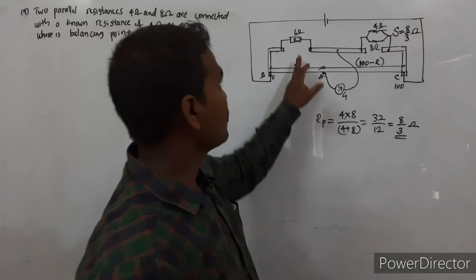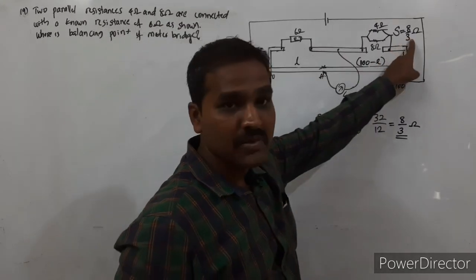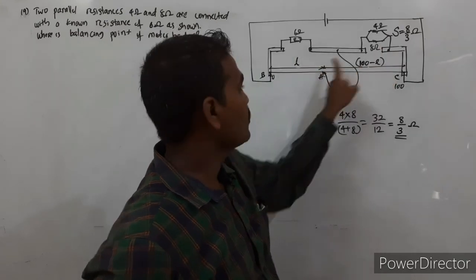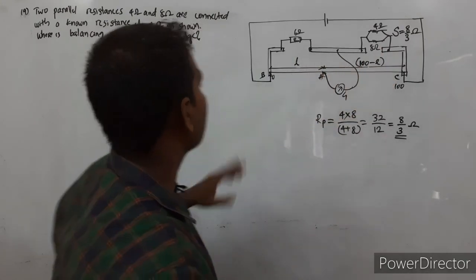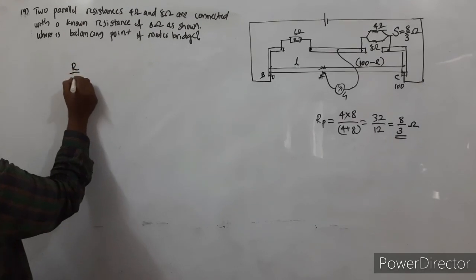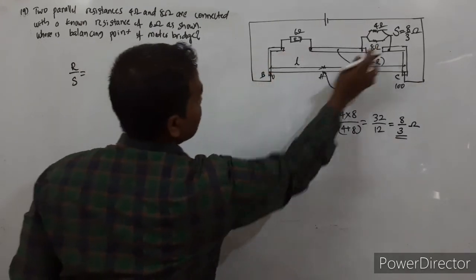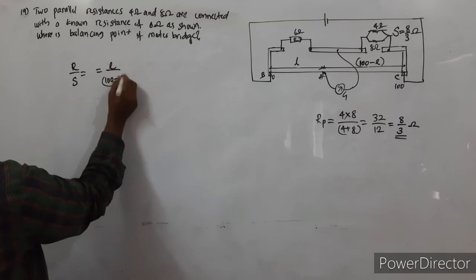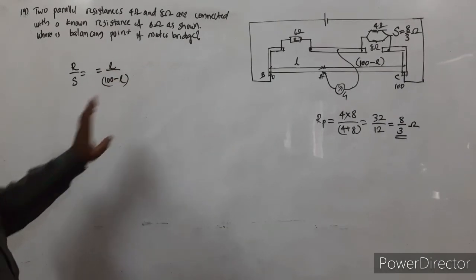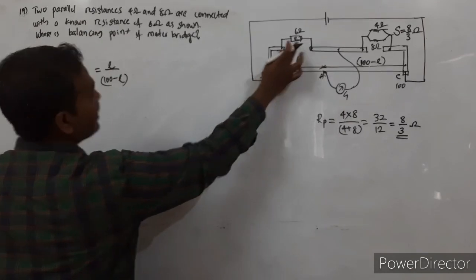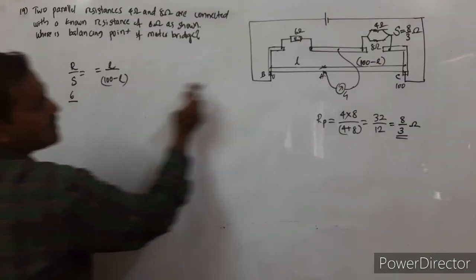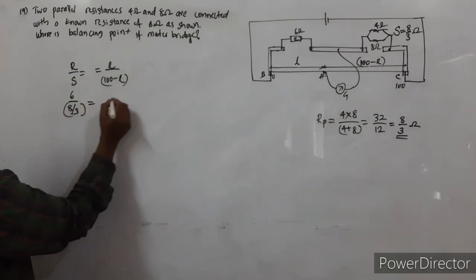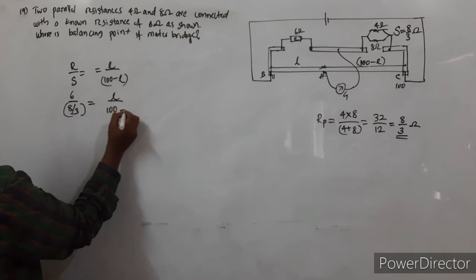Correct? Now I have two resistors, 6 ohm and 8 by 3 ohm. I know the ratio of these two resistances is equal to the ratio of these two lengths, or I can write it as R divided by S is equal to L divided by 100 minus L. Now I have to find the value of L in this equation. What is the value of R? R is given to be 6. 6 divided by S, just now we have found, that is 8 divided by 3, is equal to L divided by 100 minus L.